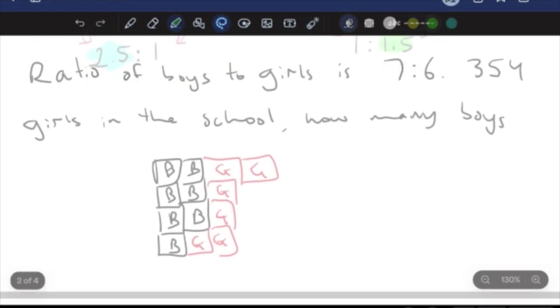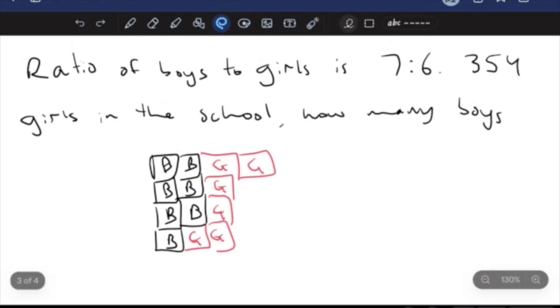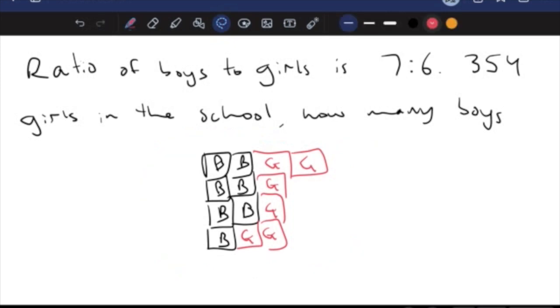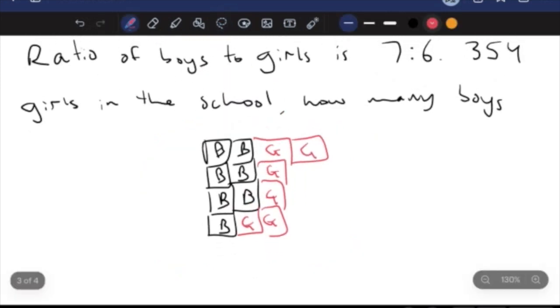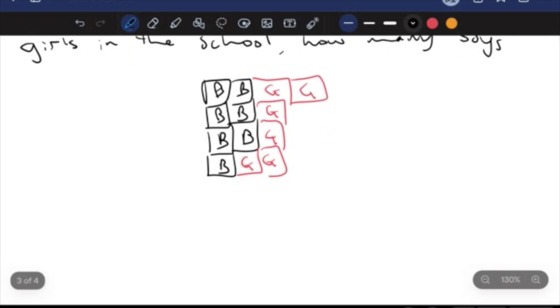Okay, so for this next question, it's saying the ratio of boys to girls is 7 to 6. 354 girls are in the school, and we want to figure out how many boys there are. So for this, we want to set up an equivalent ratio. The ratio of boys to girls is 7 to 6. If you remember from a while back when we talked about ratios, we can set these up as fractions as well.